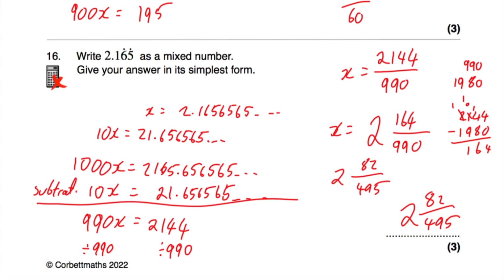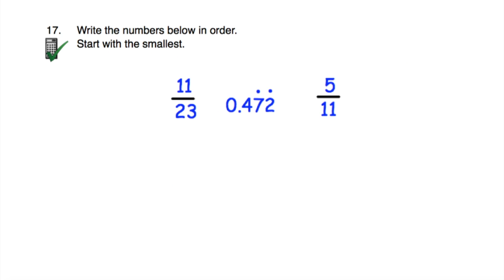And that's it. Okay, let's have a look at our next question, question number 17. We've been asked to write the numbers below in order, starting with the smallest number. And we've been given 11/23, 0.4727272, and 5/11ths. Because it's a calculator question, I'm going to convert these fractions into decimals. 11/23 is 0.478260 and so on. And 5 divided by 11 would be equal to 0.454545 and so on.